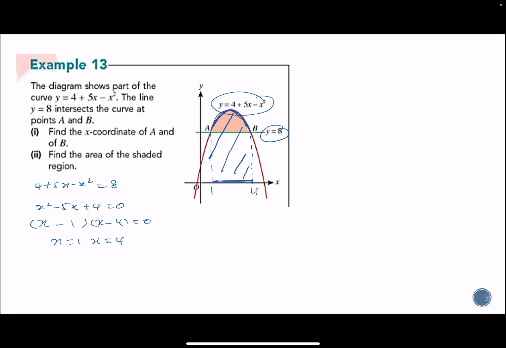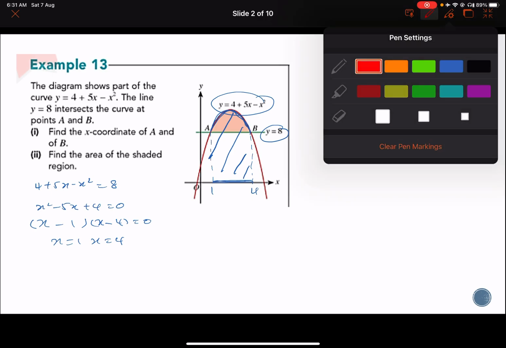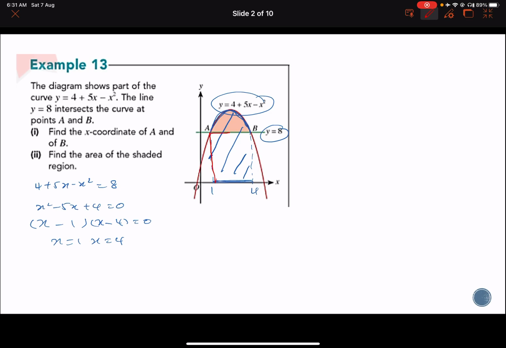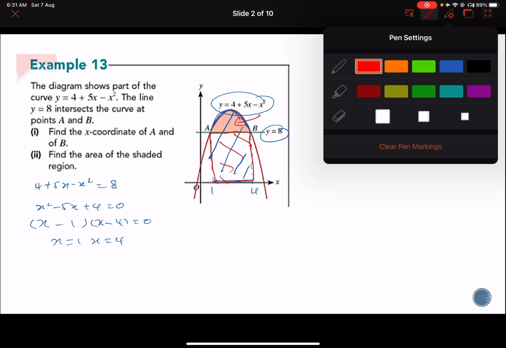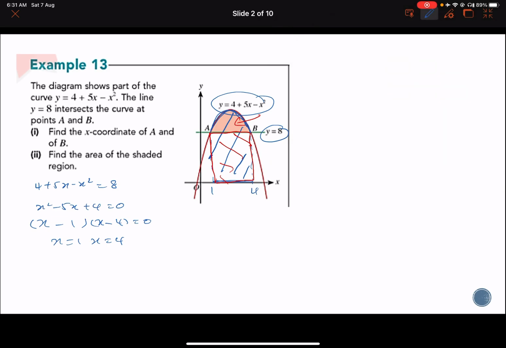So in other words, when you integrate between 1 and 4, you're actually getting the entire blue area. But you actually need only the pink area, right? So what you will need to do is, if you look very carefully, this bottom part here is like a rectangle, all right? So I'm going to use a different color. So this part here is a rectangle. So if you actually want to find the colored pink area, which is down here, you just have to take the original integrated one, and then you just have to minus off the rectangle. So this is how you go about it.